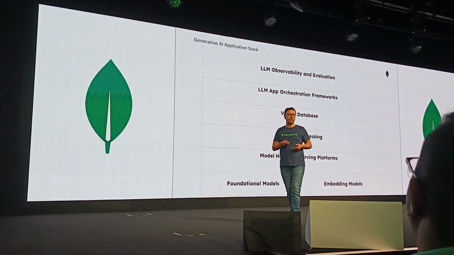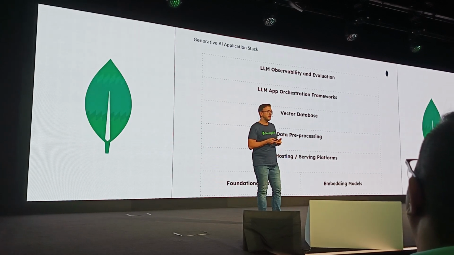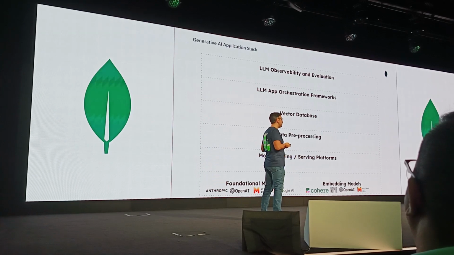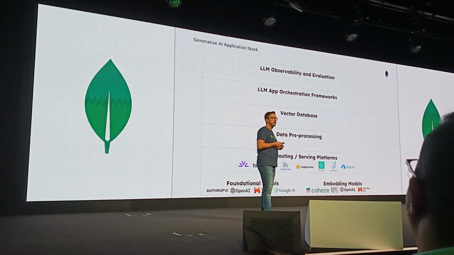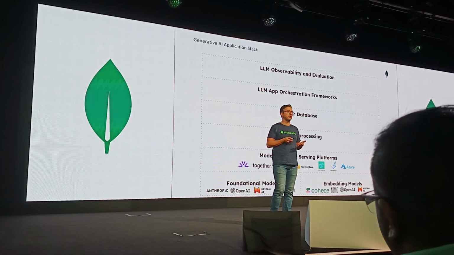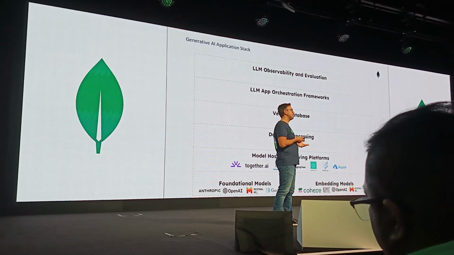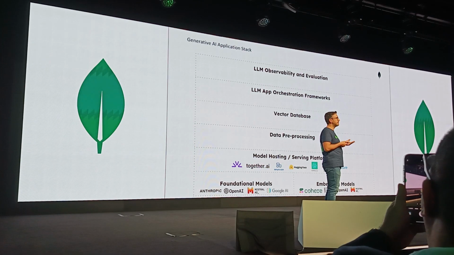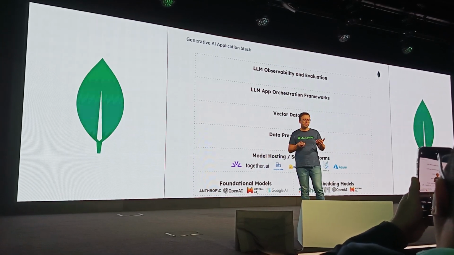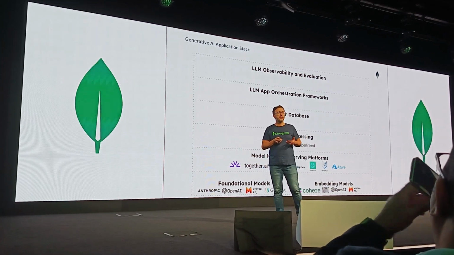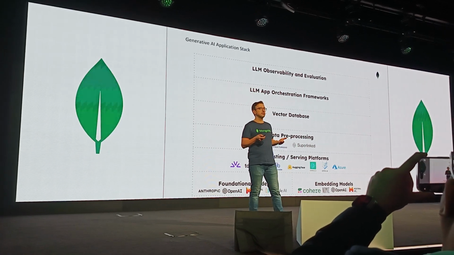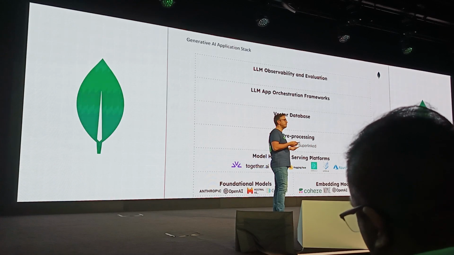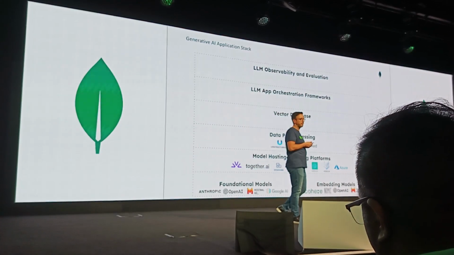So at the very bottom of this MongoDB Generative AI Application Stack, we would see MongoDB foundational and embedding models. On top of it, there are model serving platforms. Basically, in some situations, you may not want to host the models. You can leverage some model serving platforms as a service. On top of that, you will see data pre-processing frameworks. So basically, data pre-processing frameworks can help you to extract and index information.